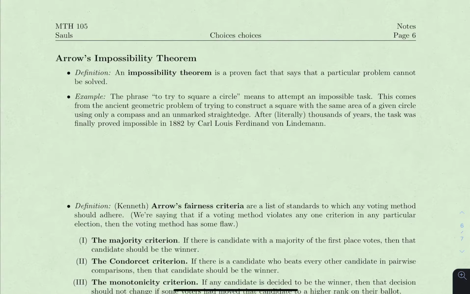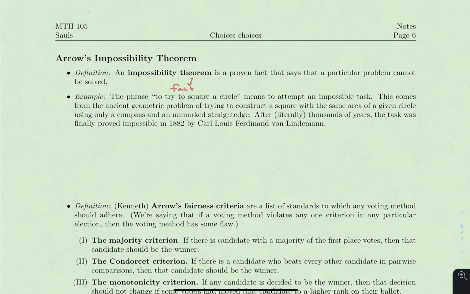So the first topic we need to discuss is an impossibility theorem. A theorem means fact. It just means fact. And in this case, an impossibility theorem is a type of fact that says something can't be done. An example: have you ever heard anybody say, you're trying to square that circle? It means you're trying to do something that's impossible.